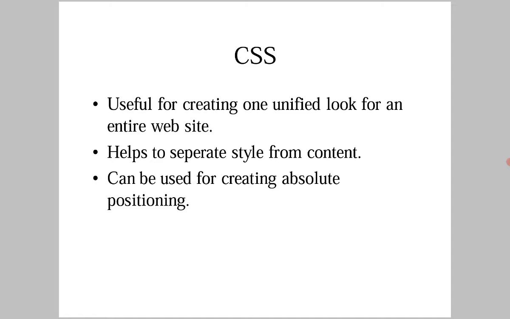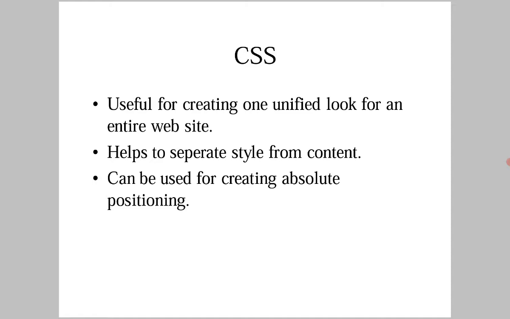DHTML programming. What is DHTML? DHTML means dynamically changing HTML programming. So CSS or style sheets are mainly used for creating a uniform look or uniform theme or uniform design for all the pages of any website or any web application. So what is a unique look?